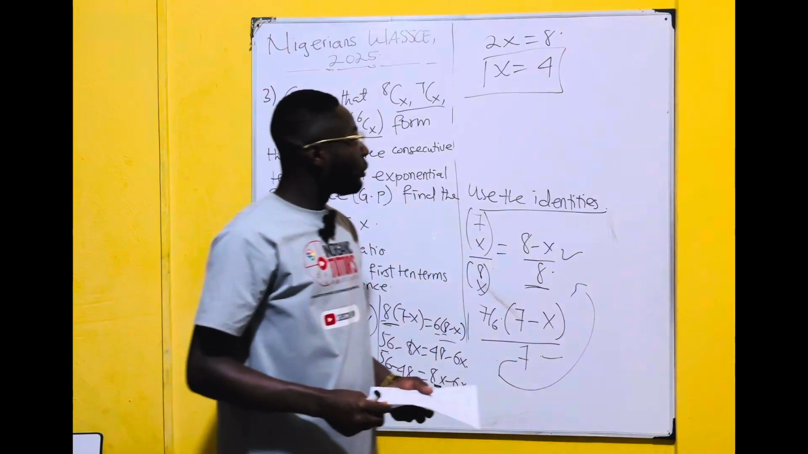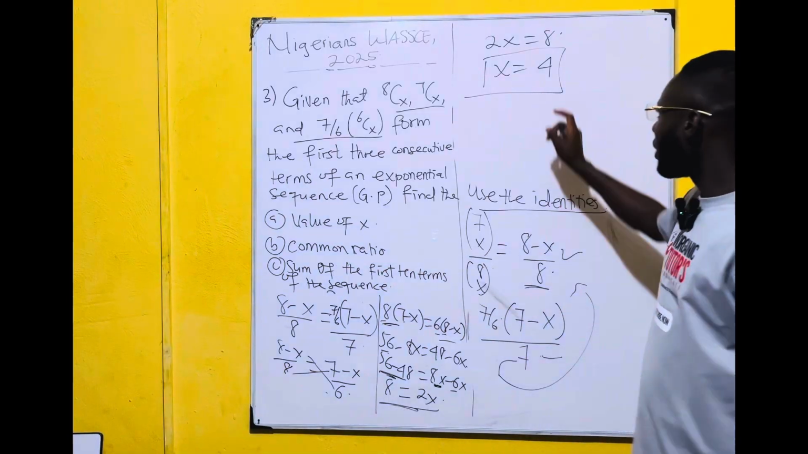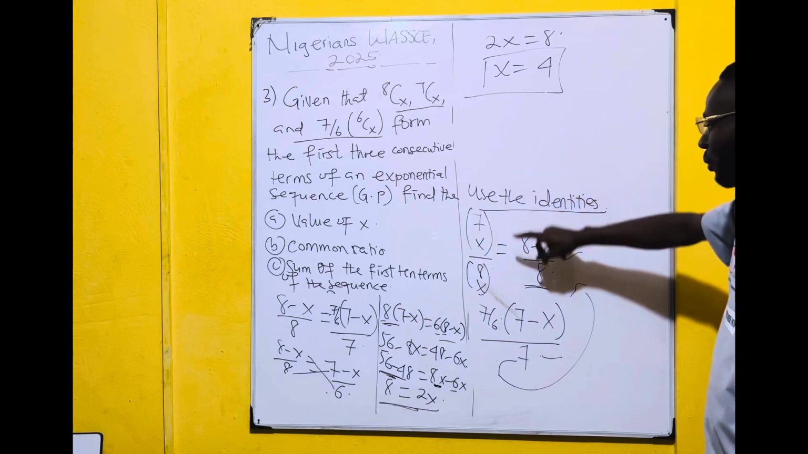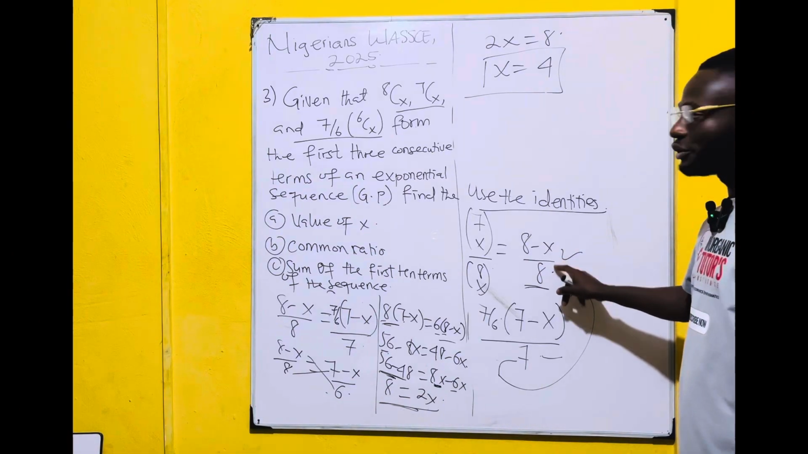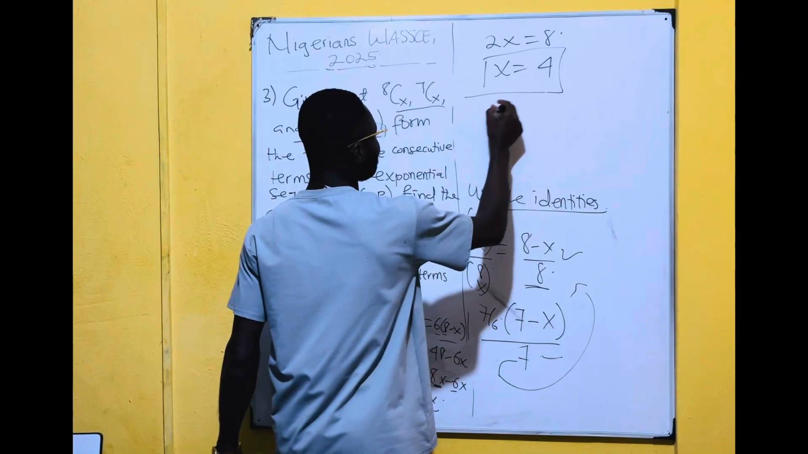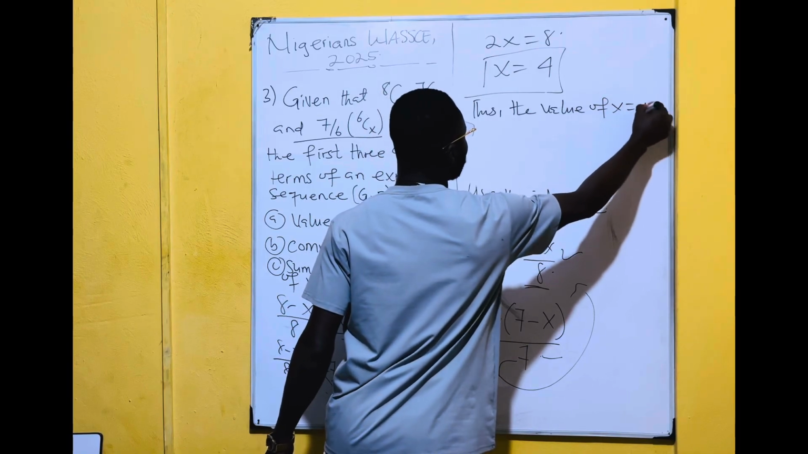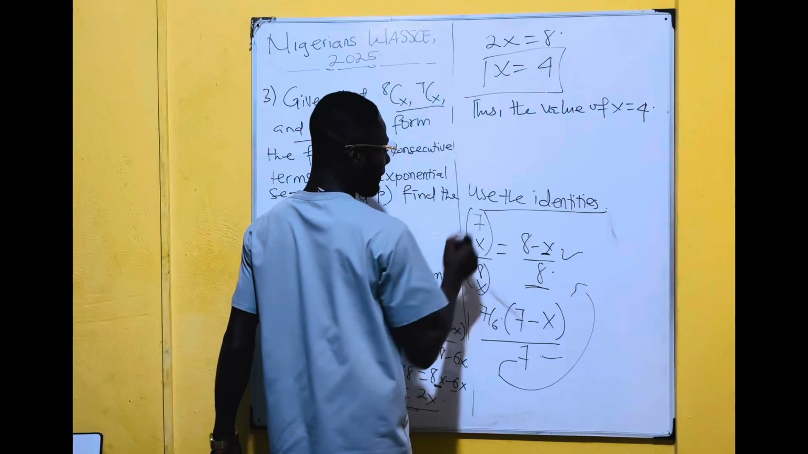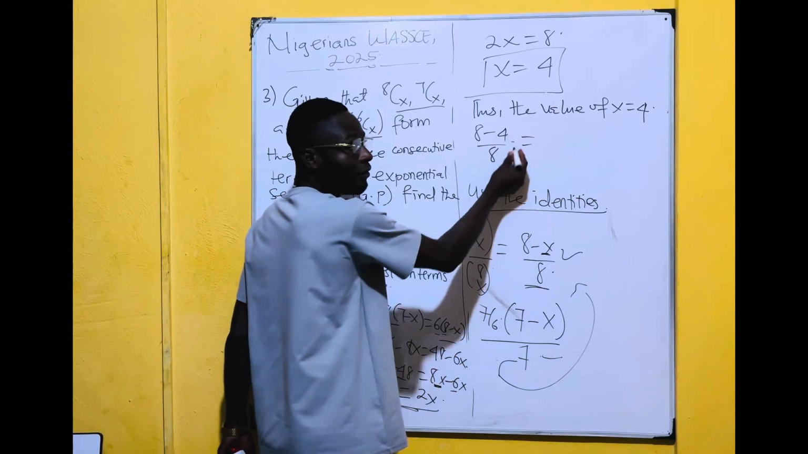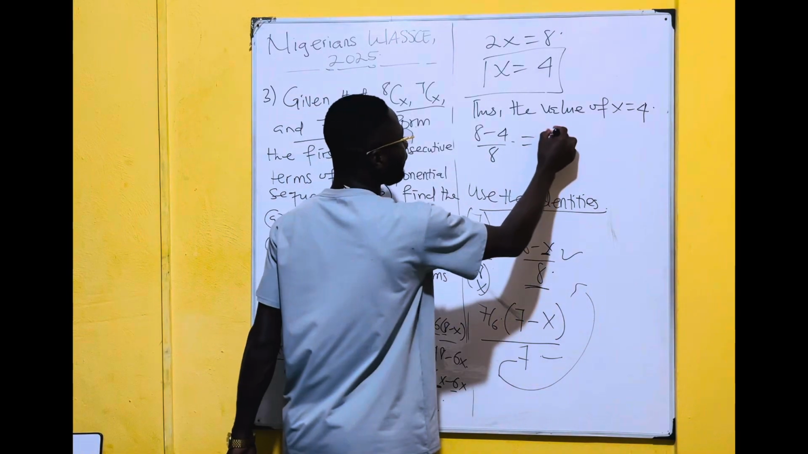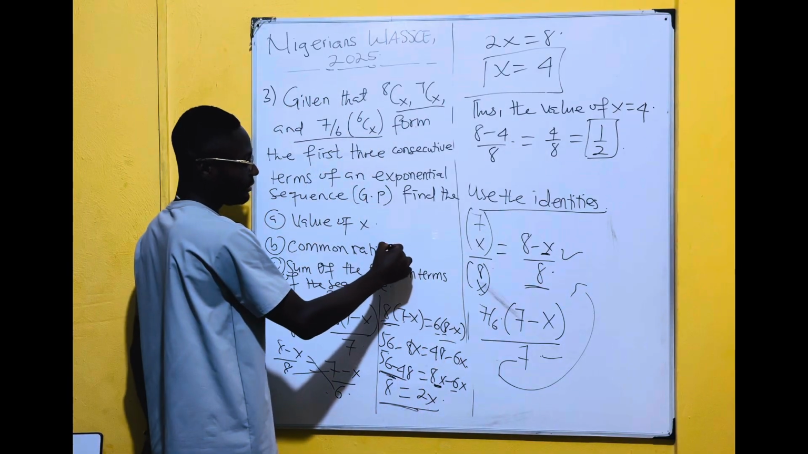Okay. Now, what we have to do next, we have to find what? The common ratio, right? The common ratio. So once we have the value of x, which is 4, we just have to substitute into this given expression, right? To have the common ratio. So the value of x is 4. When you substitute 4 here, you're going to have (8 minus 4) divided by 8. 8 minus 4 is 4, right? So we have 4 over 8 here, and this will give us half. So the common ratio is half.